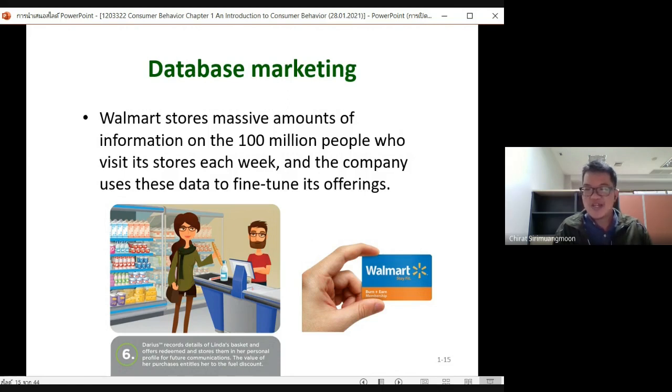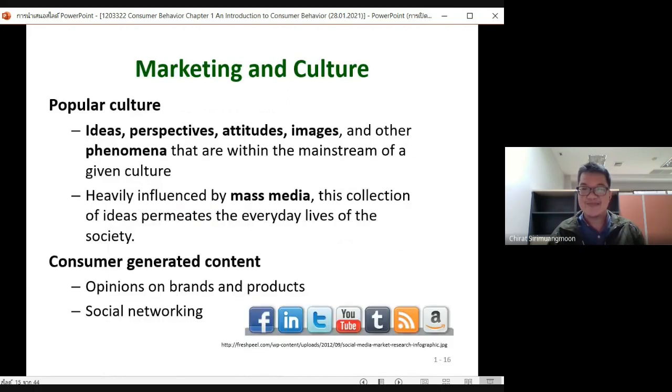So consumer behavior is like that too. You need to understand the habit. You need to understand the frequency of using a product. Then after that, you can predict what they are going to buy and what they will not buy. This is the same concept as database marketing, but database marketing just uses more technology.